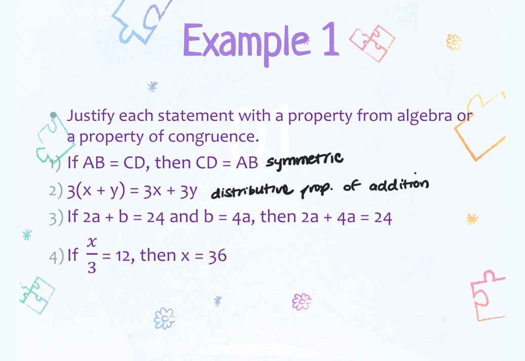For 3, if 2a plus b equals 24 and b equals 4a, then 2a plus 4a equals 24. So we just took our value of b and replaced it by what it equals, and that is the substitution property.